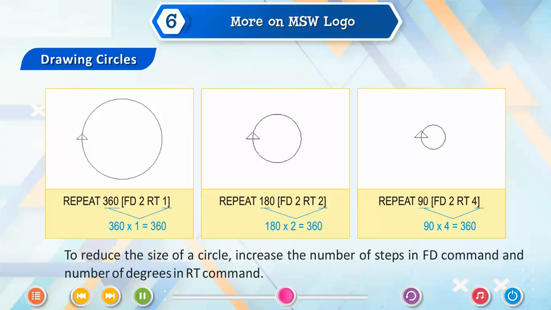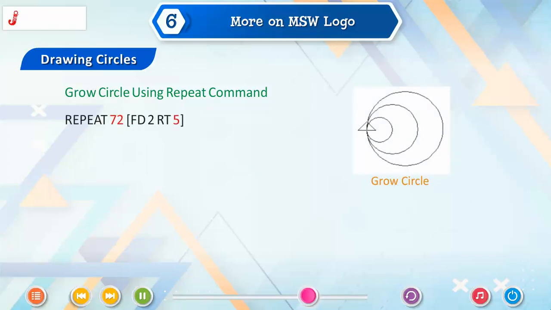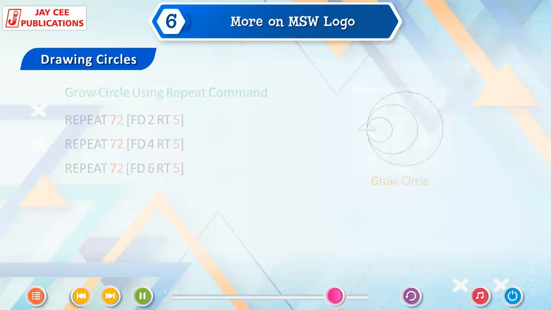To reduce the size of a circle, decrease the number of steps in the FD command and increase the number of degrees in the RT command. Grow a circle using the repeat command. Repeat 72 [FD 2 RT 5]. Repeat 72 [FD 4 RT 5]. Repeat 72 [FD 6 RT 5].